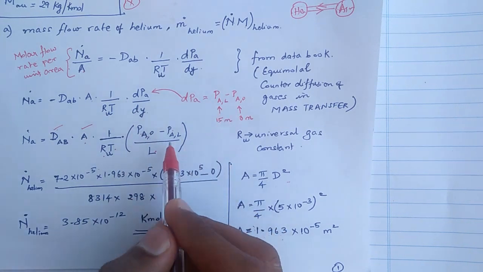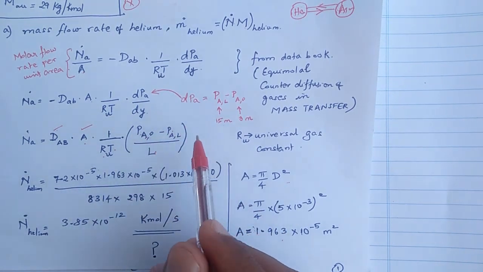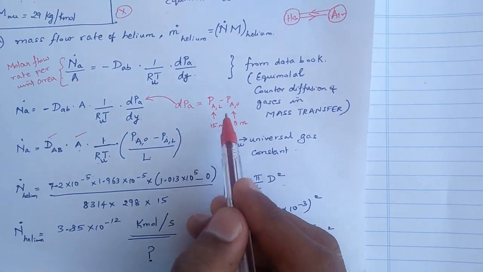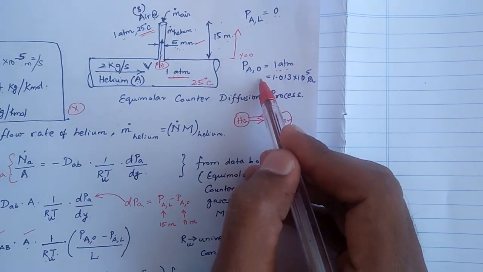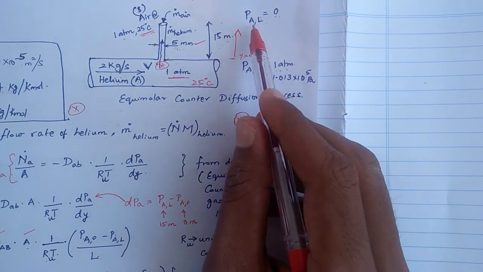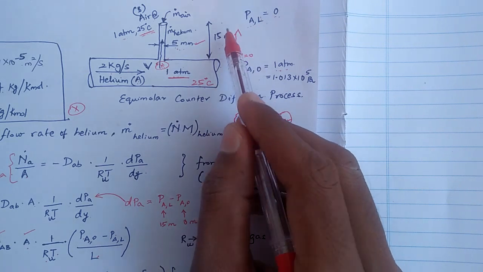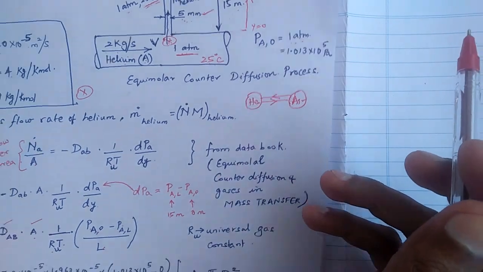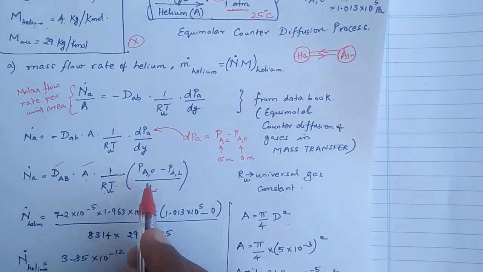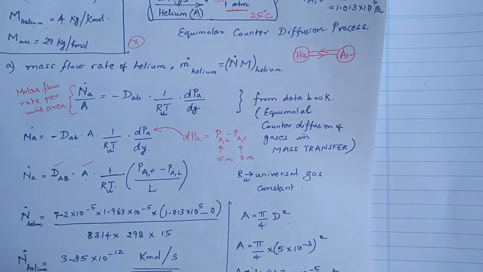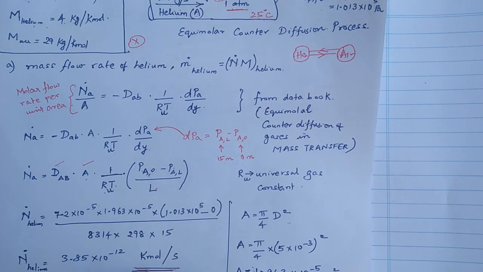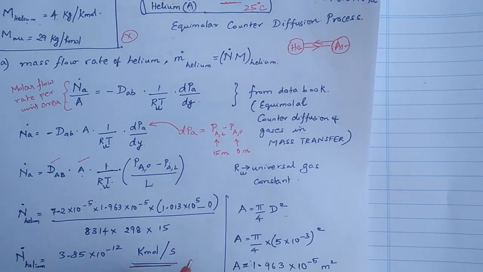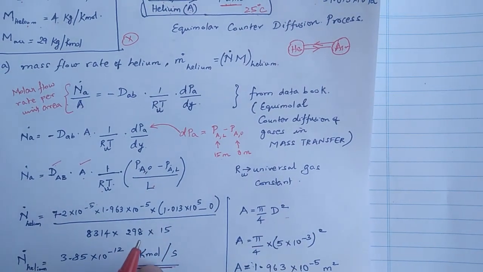Next, the pressure difference. Substitute the pressure difference, that is for PA0 comes around 1 atmosphere, and PA, that is the pressure of helium at a distance 15 meter, it comes around 0. So you have to substitute this value in Pascal. So substitute all these values, you will be getting the molar flow rate as 3.85 into 10 power minus 12 kilomole per second. So how can you arrive at this unit? You will see how to come out to this unit.